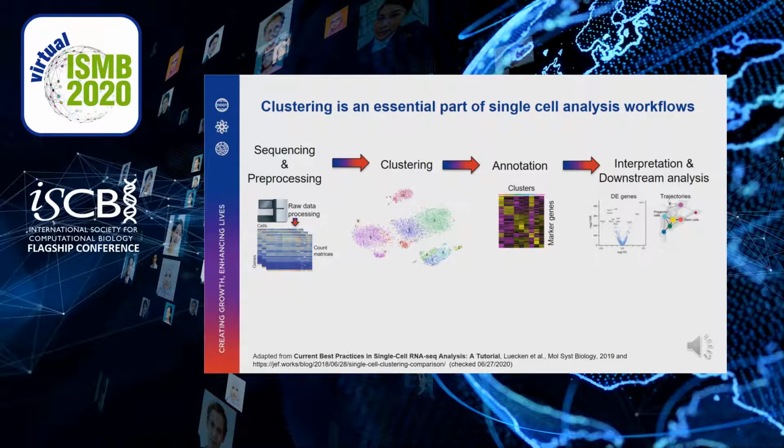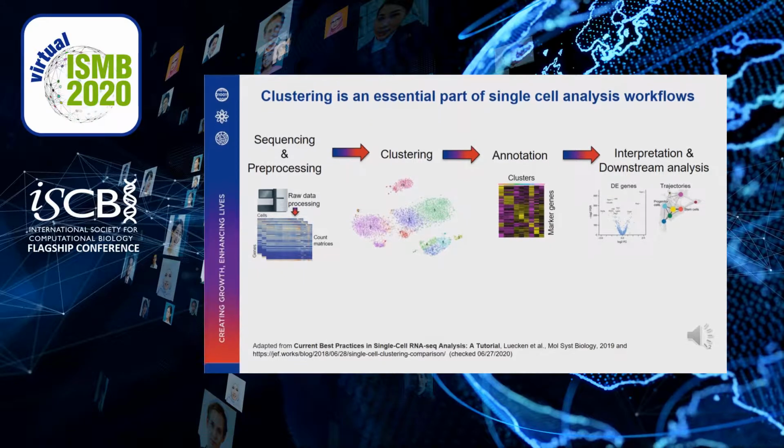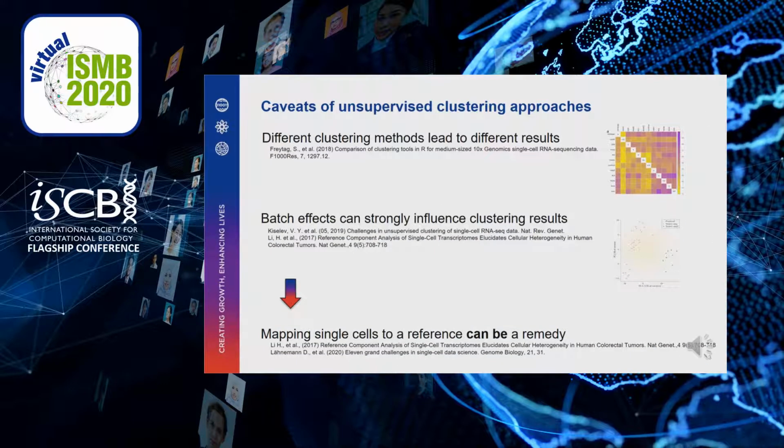Because of this importance, many methods have been developed to address the clustering problem, and most of those methods try to solve clustering in an unsupervised fashion, which has the advantage that you can detect novel cell types, but it also comes with a few disadvantages. Some of those disadvantages are, for instance, that many different clustering methods tend to lead to different results. In other words, the clustering results are not very robust across different clustering methods.